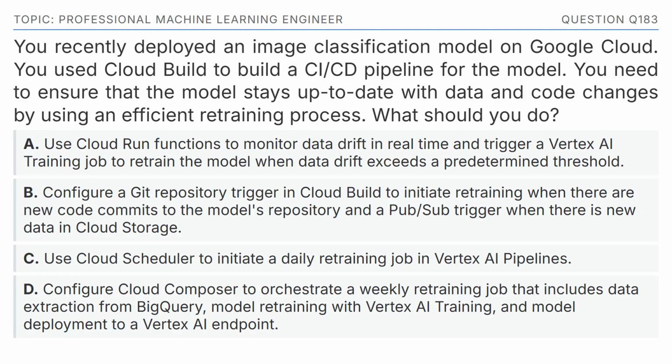The options are: Option A, use Cloud Run functions to monitor data drift in real time and trigger a Vertex AI training job to retrain the model when data drift exceeds a predetermined threshold. Option B, configure a Git repository trigger in Cloud Build to initiate retraining when there are new code commits to the model's repository and a Pub/Sub trigger when there is new data in Cloud Storage. Option C, use Cloud Scheduler to initiate a daily retraining job in Vertex AI Pipelines. Option D, configure Cloud Composer to orchestrate a weekly retraining job that includes data extraction from BigQuery, model retraining with Vertex AI training, and model deployment to a Vertex AI endpoint.